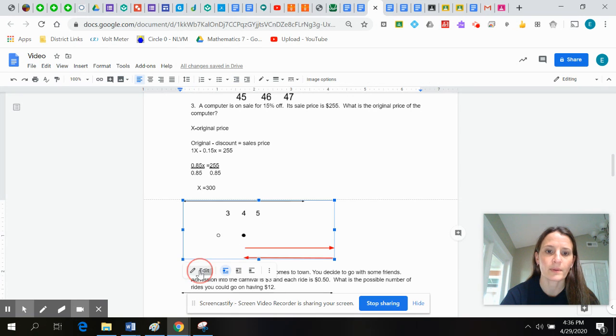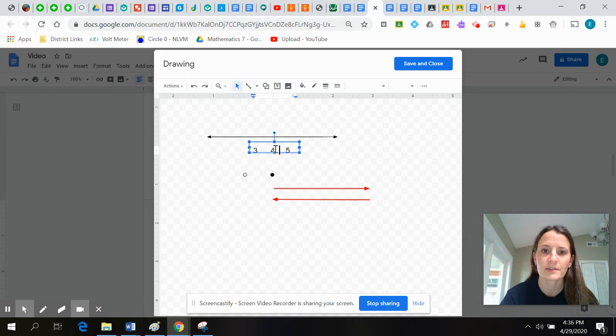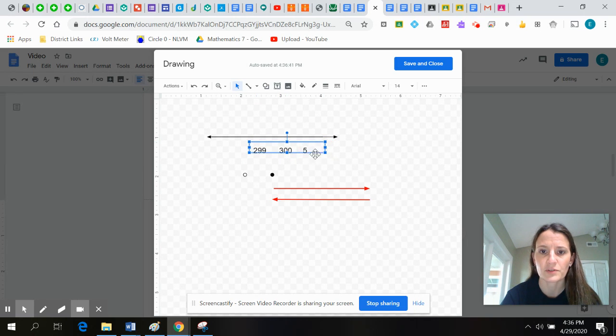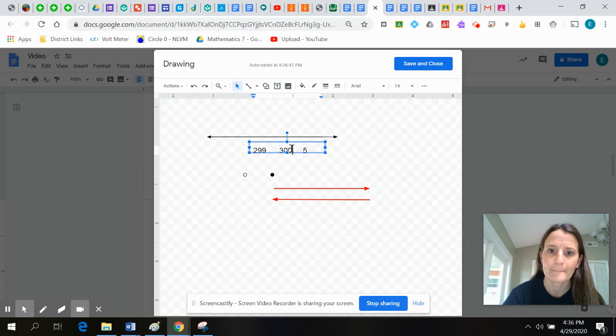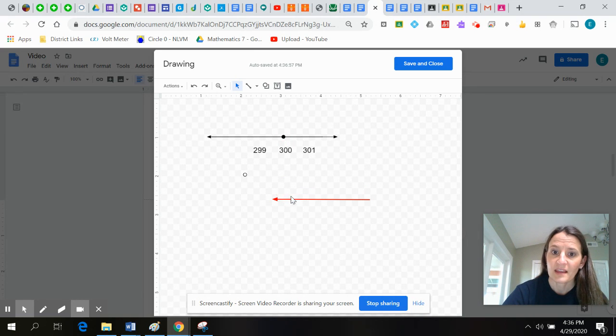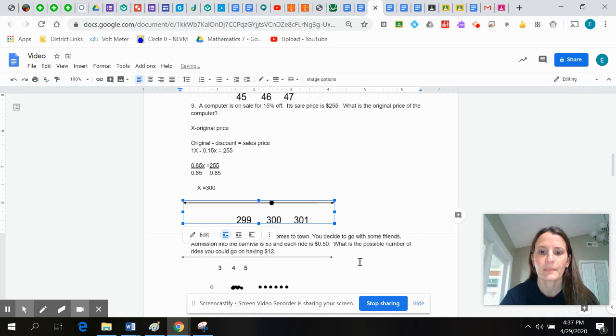All right, let's make our number line. Okay, our solution is $300. One less would be $299. As long as your scale is okay, I don't mind what numbers you put, but as long as they make sense. 301. We have one solution, so we're going to use the closed dot. That means x equals 300 on the number line. We don't need any of these others. Save and close. And there we go.